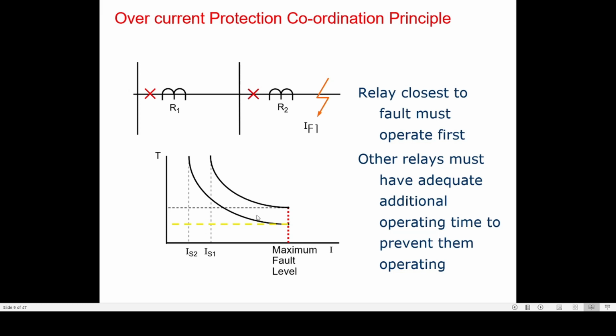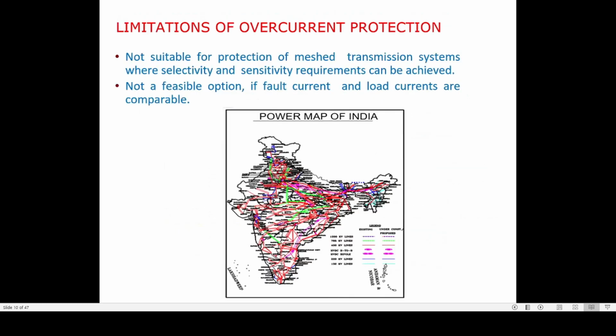But here again comes one limitation: in this type of coordination, we have to have the data of fault levels, or maximum fault level, and we coordinate the relay based on the data of maximum fault levels. Another limitation is that up to this point we are seeing only two relays or two transmission lines, but in actual conditions the power system is a very complex network.